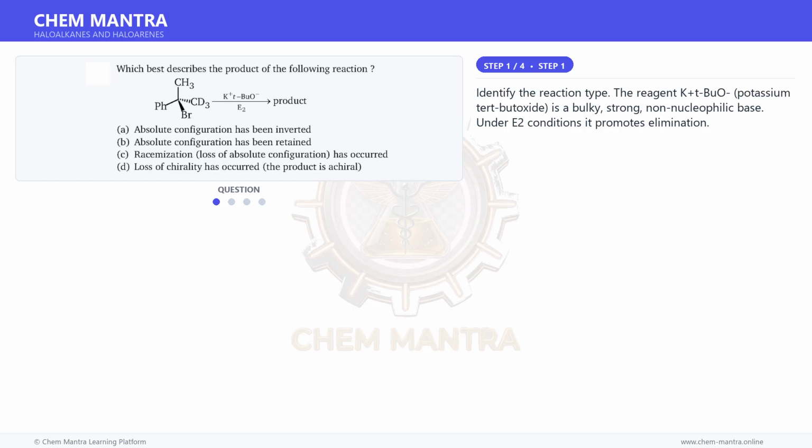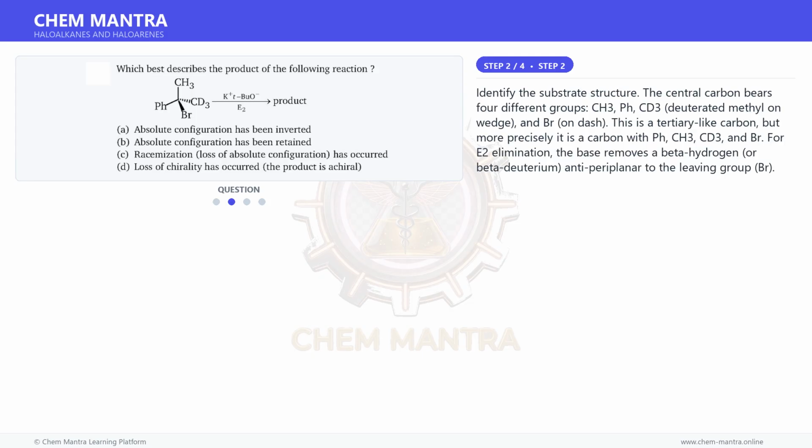Identify the reaction type. The reagent K+ tert-butoxide (potassium tert-butoxide) is a bulky, strong, non-nucleophilic base. Under E2 conditions it promotes elimination. Moving on to the next step.